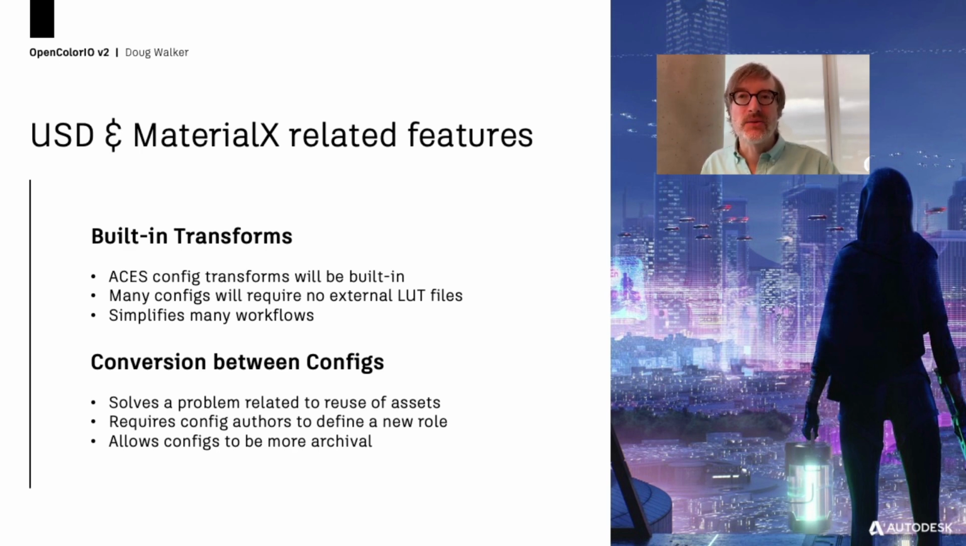Another new feature that is relevant to USD and MaterialX is the ability to convert between different configuration files. In OCIO v1, each config file defined its own self-contained but isolated color universe, and there was no way to convert between two configs. For example, if you had an asset from an earlier production that you want to use in a new show, there was no guaranteed way to do that. The new feature allows config authors to define a standard interchange role that ensures it will always be possible to convert any of its color spaces into another config that also uses that role.